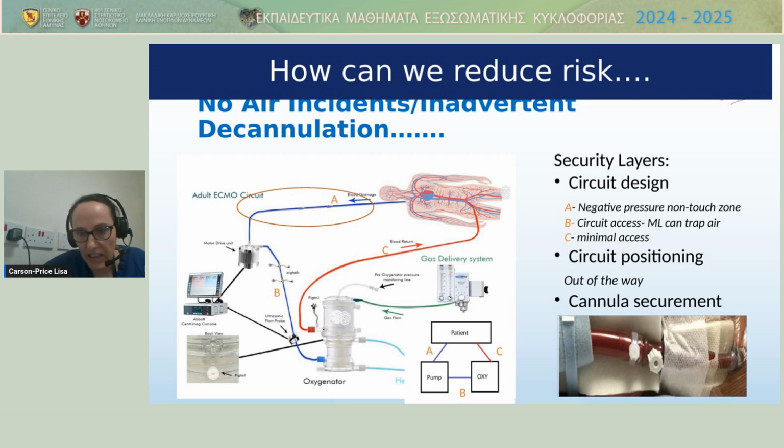Another one is cannula securement. We secure the cannula to the skin. Obviously, it's sutured in, and we have clear dressings that are regularly checked. These are all different ways we reduce the risk, for example, of inadvertent decannulation.